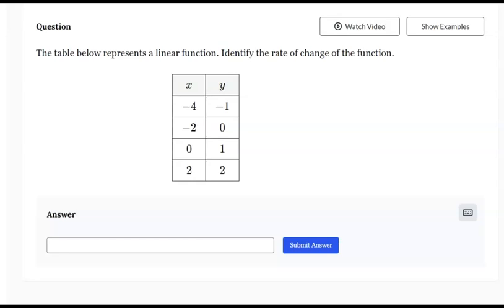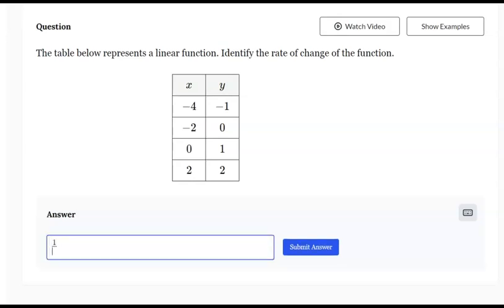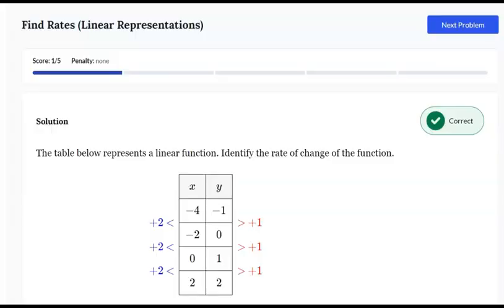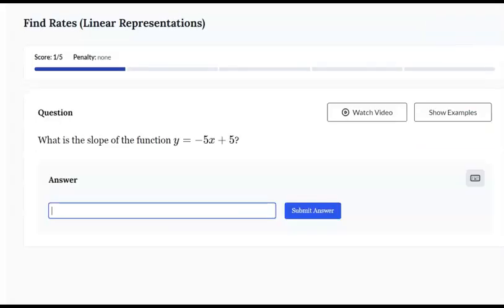We're going to type that down here and submit. Let's try that one more time. This time, the relationship is not shown as a table. It's shown as a linear equation.